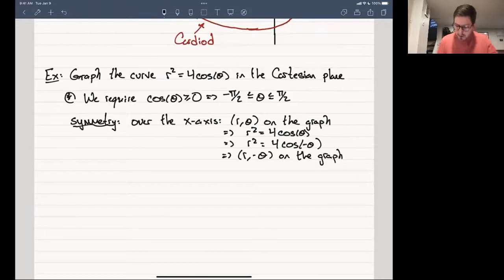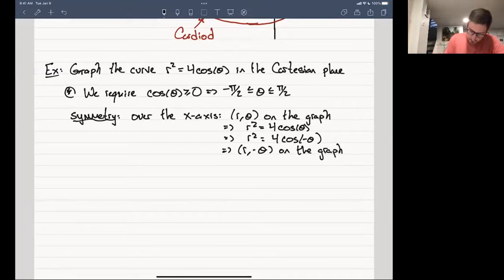Now, think about what this means, right? What do the negative values of theta mean for negative pi over 2 less than or equal to theta, which is less than or equal to pi over 2? That's going into the fourth quadrant of the xy plane. Now, because of this symmetry, again, I can just restrict myself to the first quadrant and just mirror, just like I did with that poorly drawn cardioid.